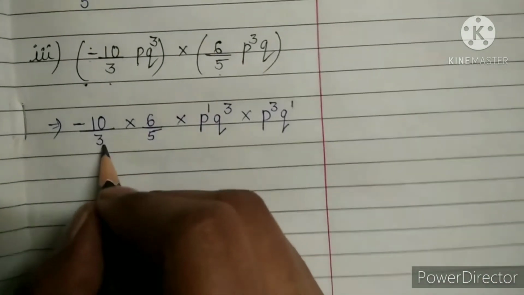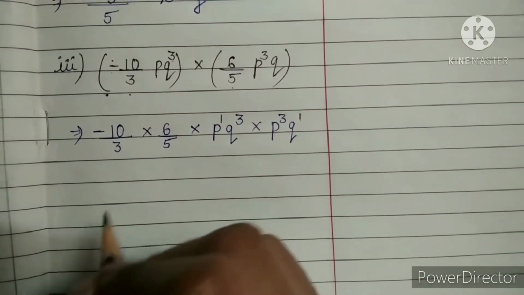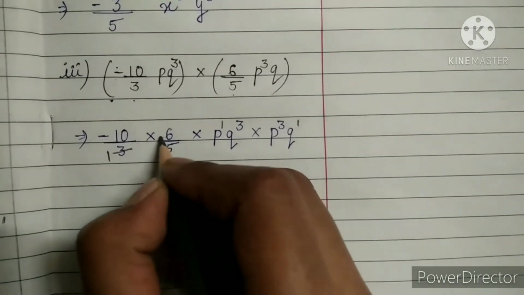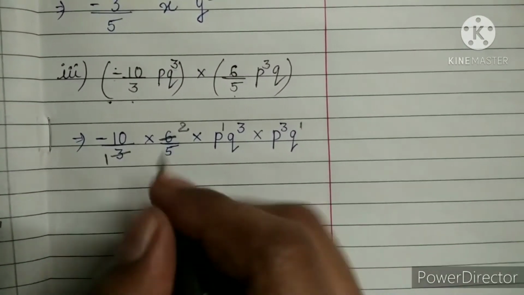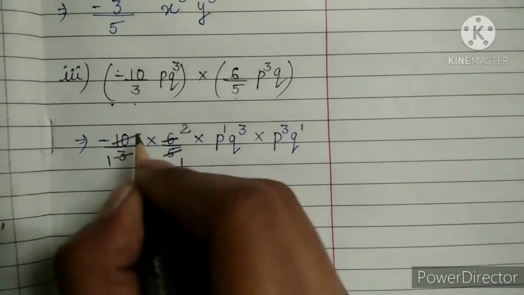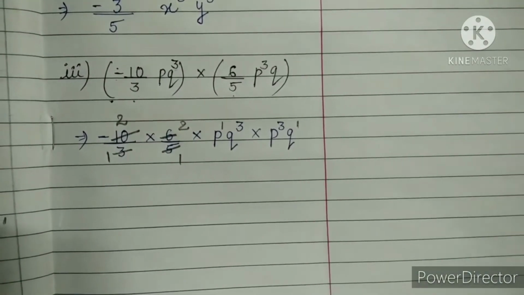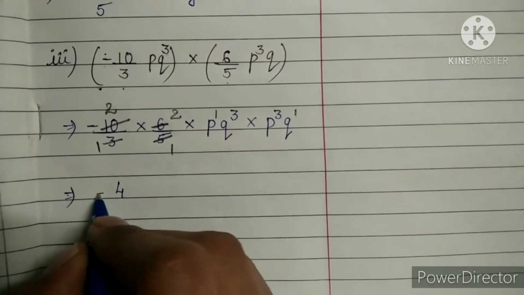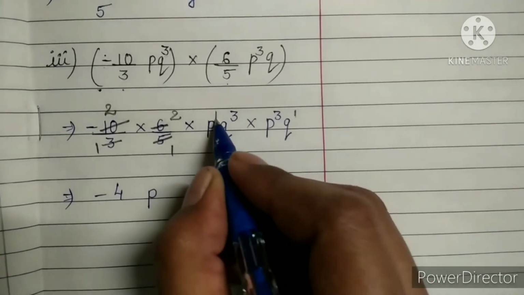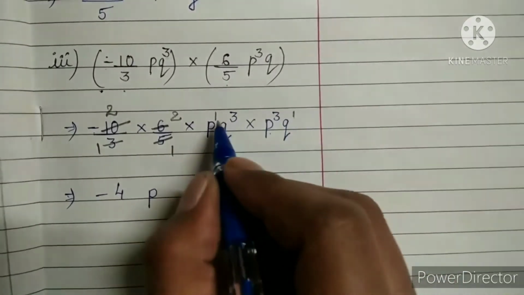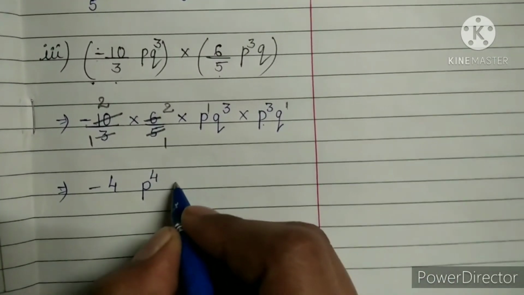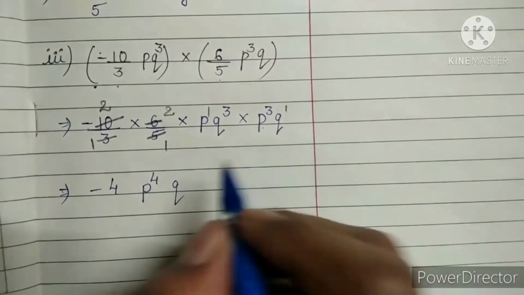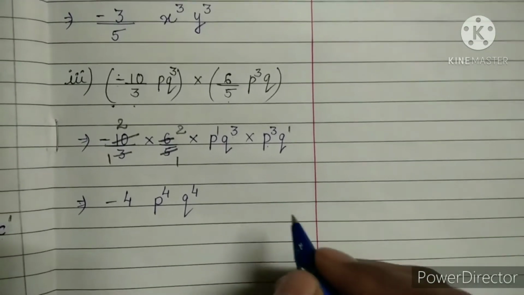Now the given numerical coefficients are fractions, so we can reduce them. 3 1s are 3, 3 2s are 6, 5 1s are 5, 5 2s are 10. So 2 2s are 4 but with a minus symbol. p to the power 1, p to the power 3, 1 plus 3 is 4. Here q to the power 3, q to the power 1, 3 plus 1 is 4. This is our answer of the third.